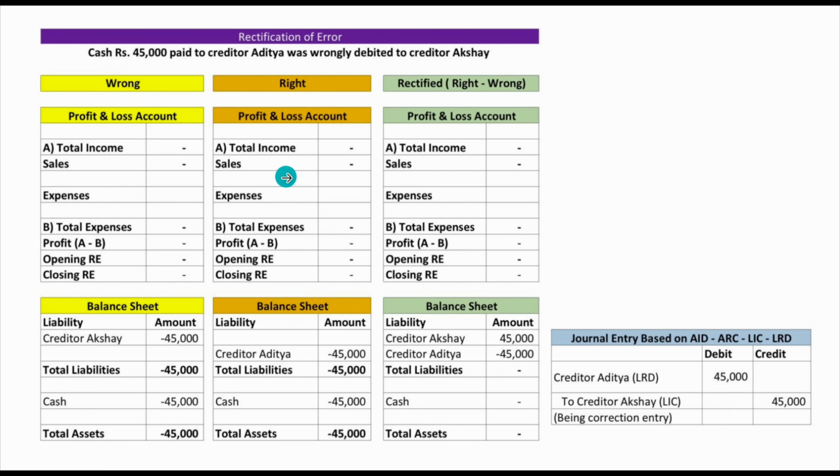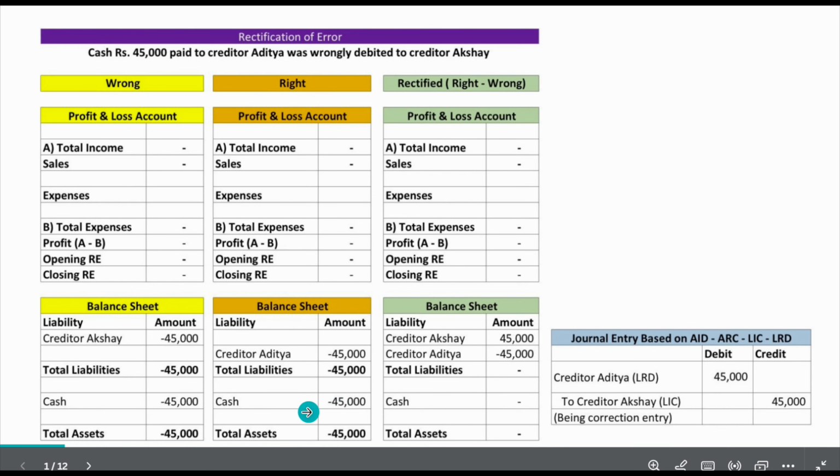Now what is correct? Correct is that it should be debited to creditor Aditya. So creditor Aditya minus 45,000. However, cash is paid, so cash minus 45,000 on the balance sheet asset side is correct. So total liabilities minus 45,000, total assets minus 45,000, and our balance sheet tallies.